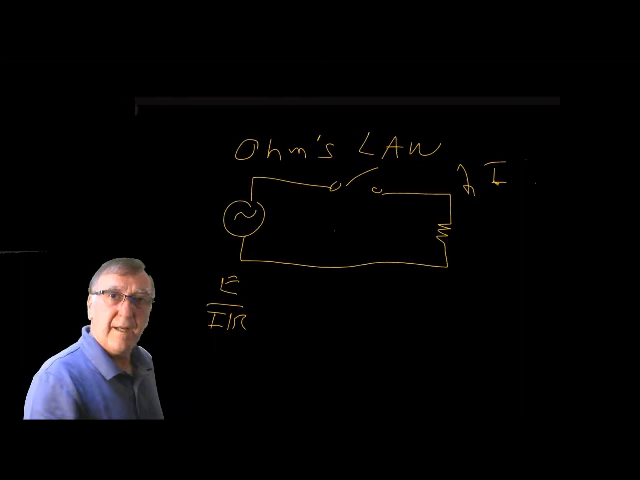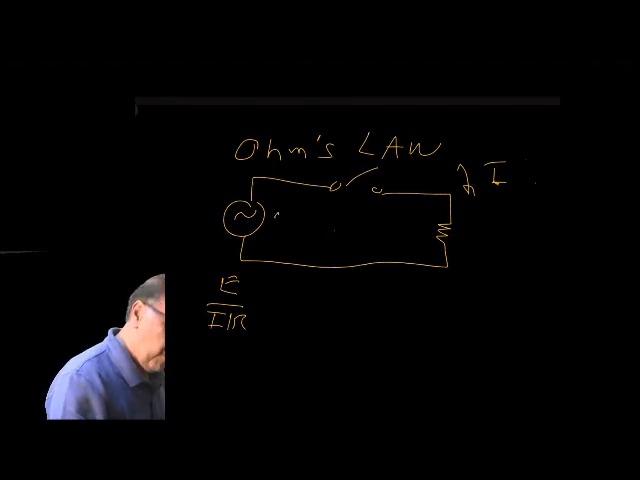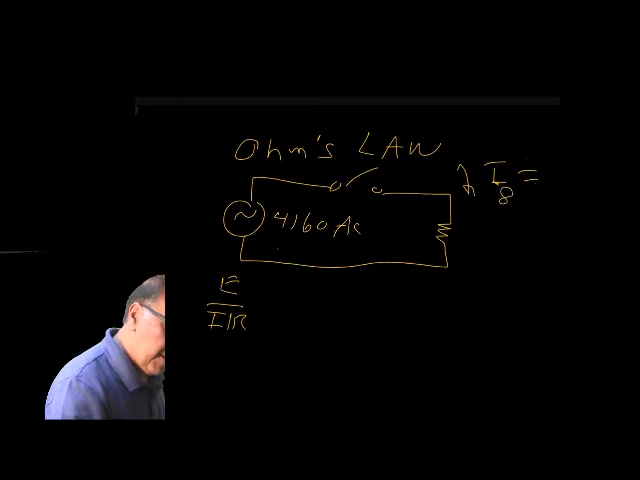So in the other case, we have another circuit. Basically it's the same circuit, but we're going to change the parameters of the circuit. We're going to make the voltage 4,160 volts AC, alternating current.